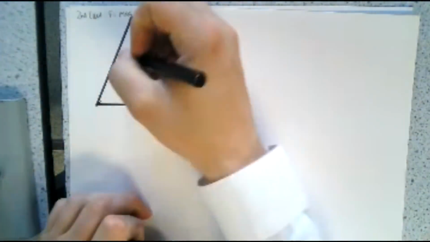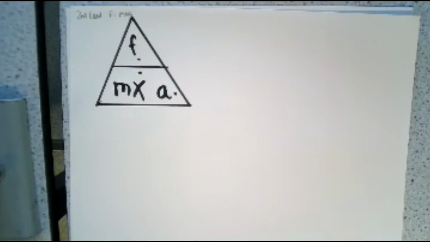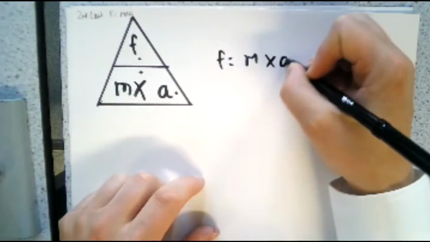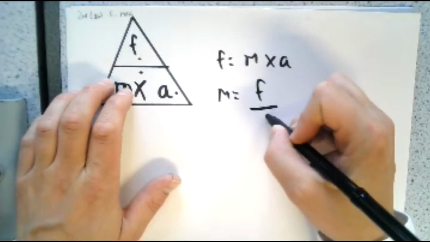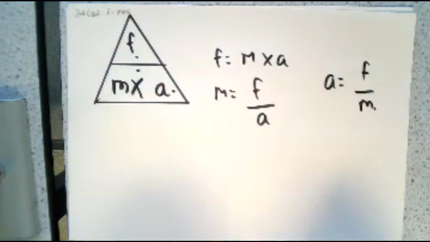So Newton's second law of motion is all to do with force, mass, and acceleration. To work out the force applied to an object, you need to know the mass and the acceleration. To work out the mass of an object, you need to know the force and the acceleration. To know the acceleration, you need to know the force and the mass.